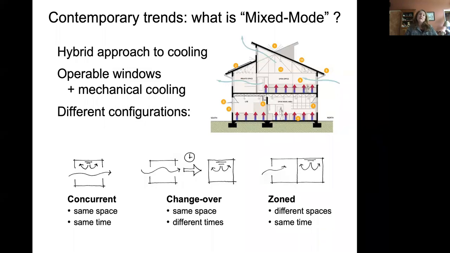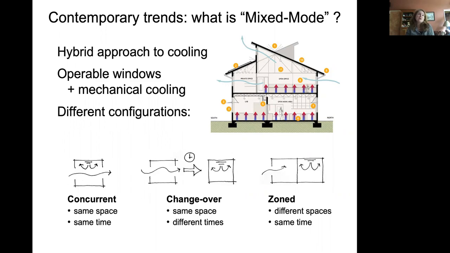So the term mixed mode refers to the idea of combining operable windows for natural ventilation and some form of mechanical cooling. Now, the first thing people might say when you go, oh, I'm going to do a mixed mode building is, I can't open the windows while the air conditioning is on. You know, you're supposed to close the windows for energy efficiency and keep all that coolness in the building. And that's true, but that's a really narrow view of what mixed mode is about.